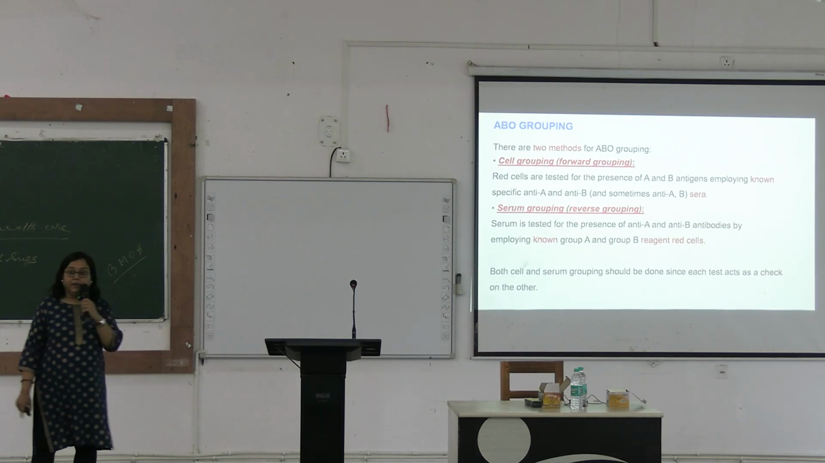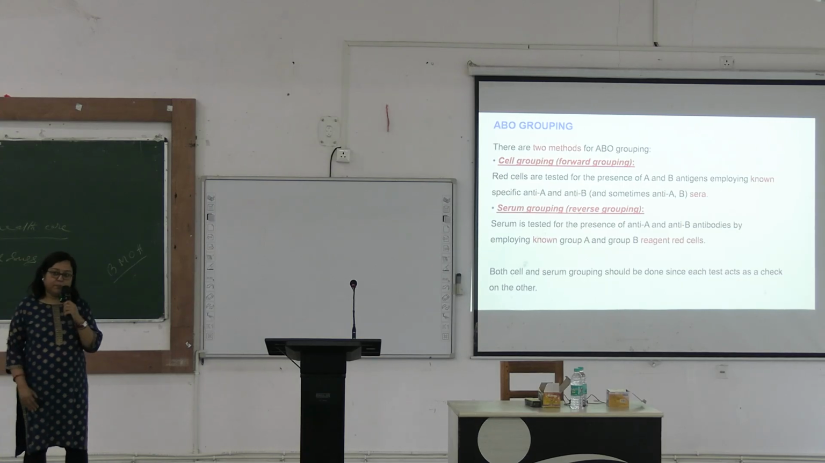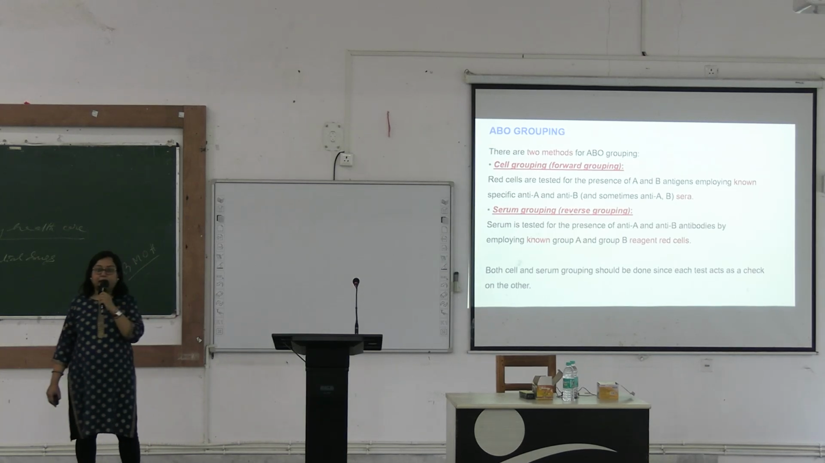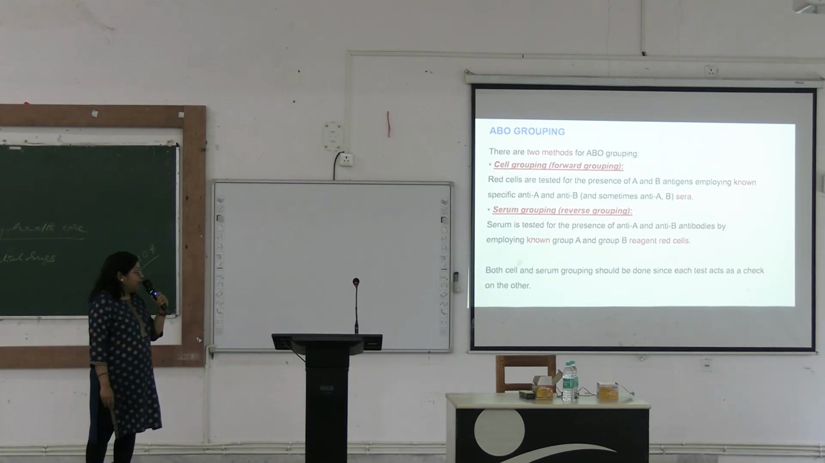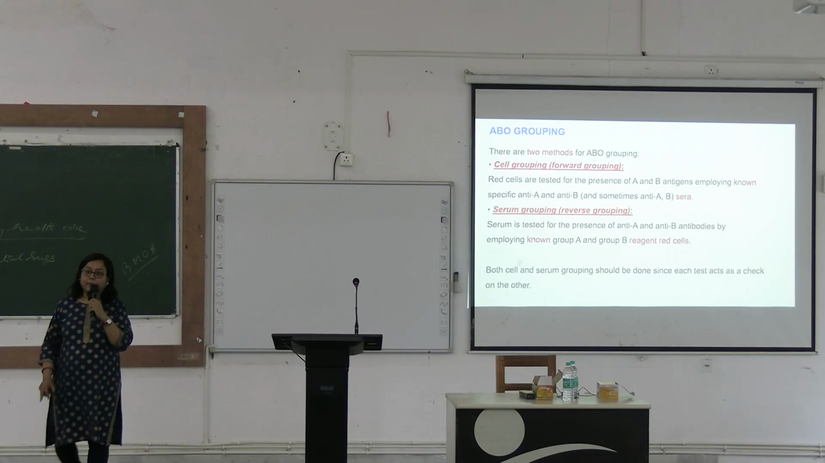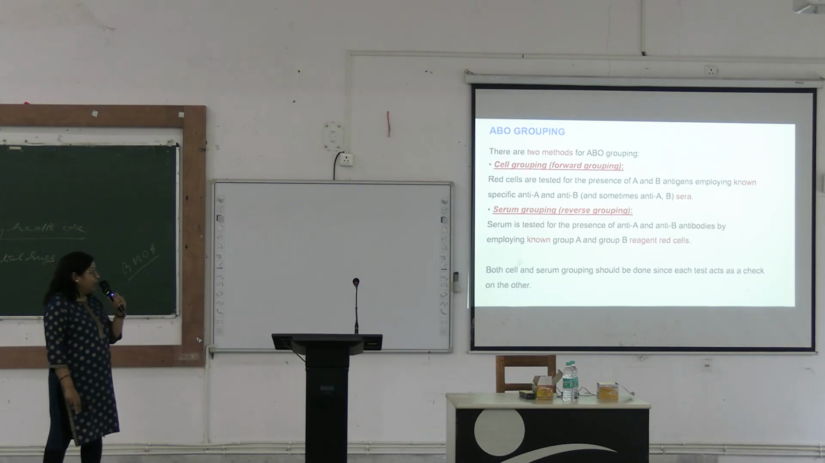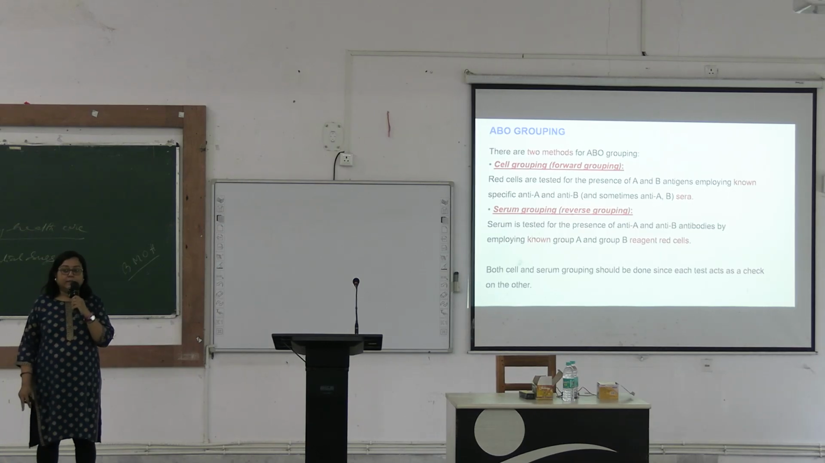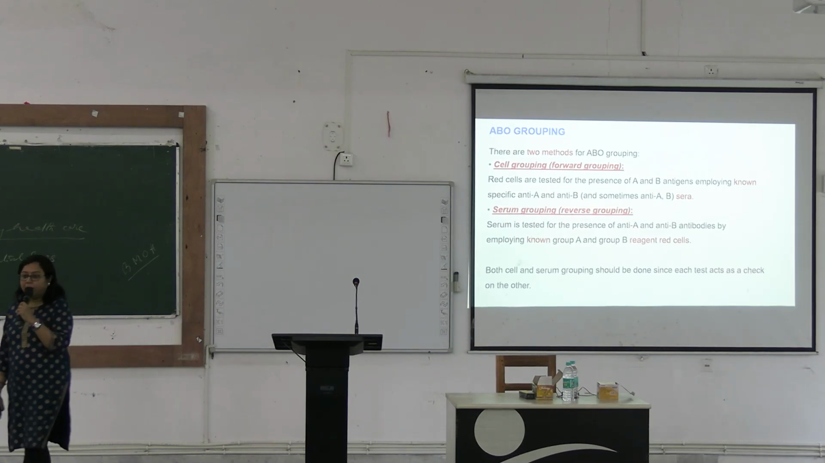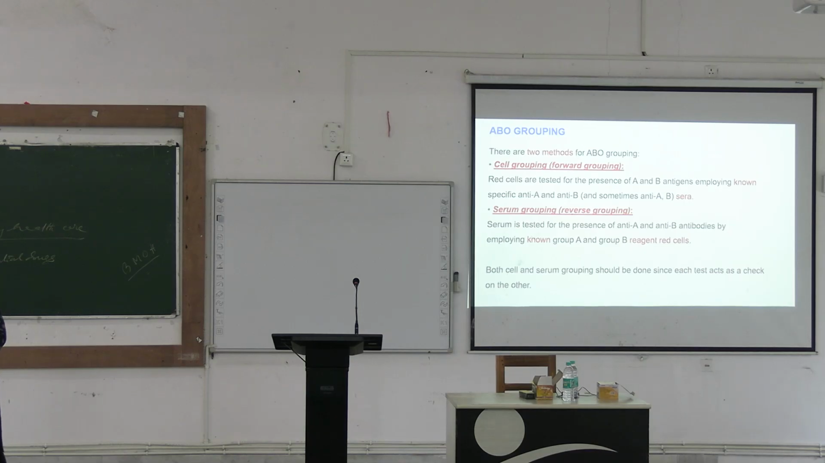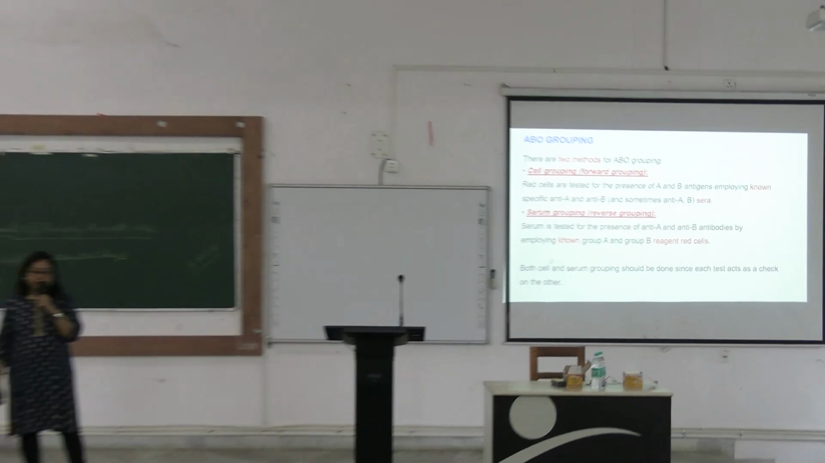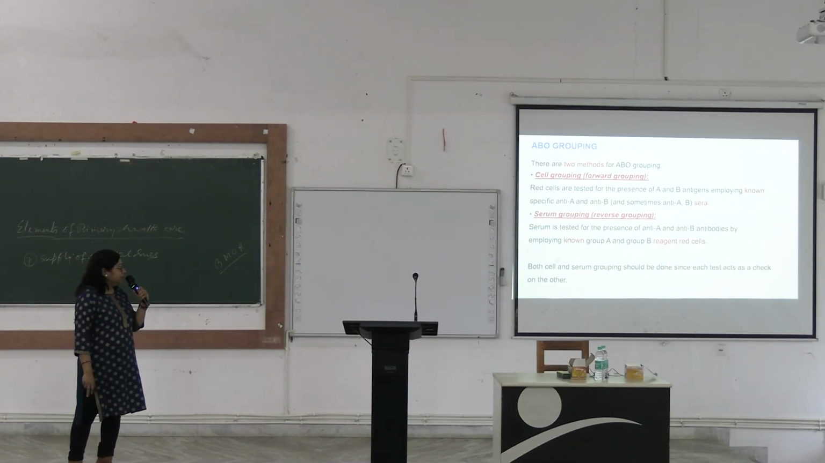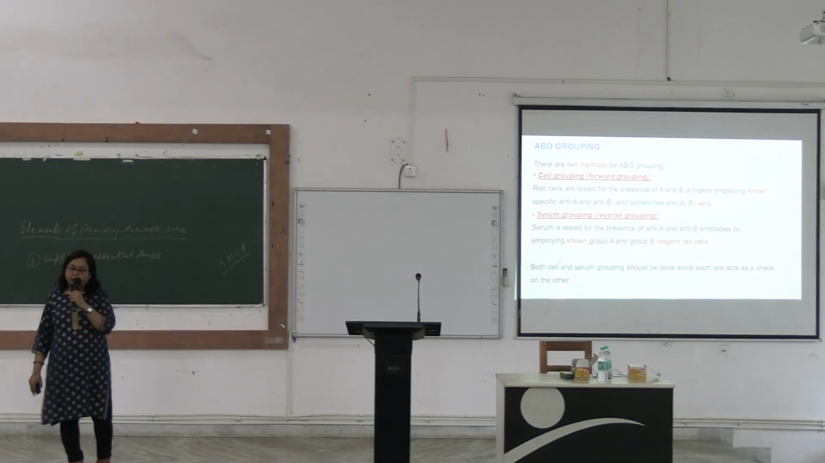Whereas in case of reverse grouping, that means it is the opposite. So what do we use here? The serum is tested for presence of anti-A and anti-B antibodies by using known. But what is known here? It is group A and group B reagent RBCs. So you note that in case of forward grouping, we are using known anti-sera, whereas in reverse grouping, the known component is group A and B reagent RBCs.